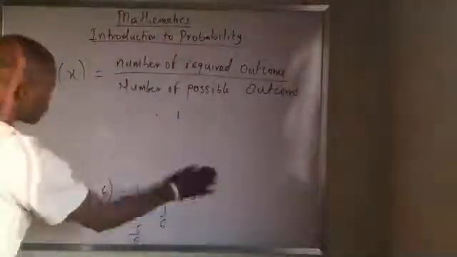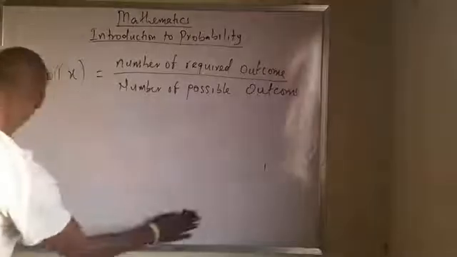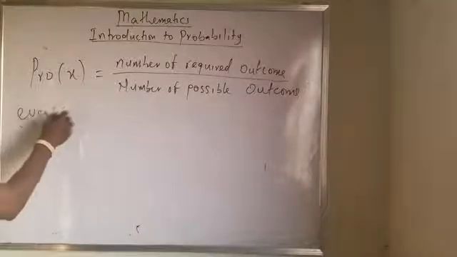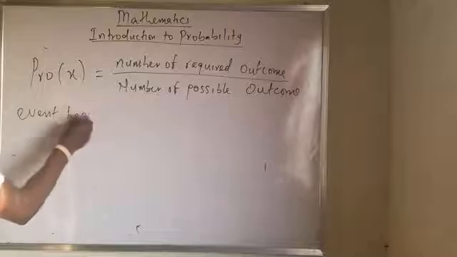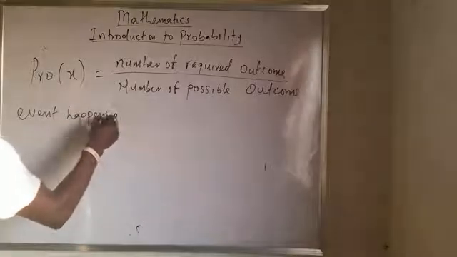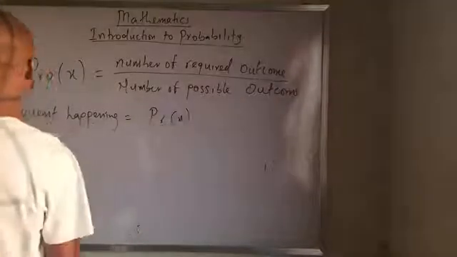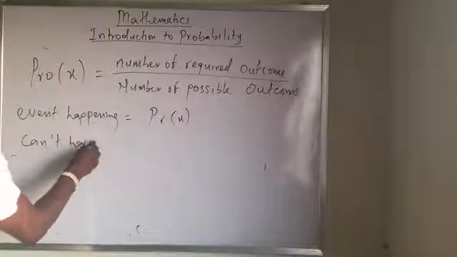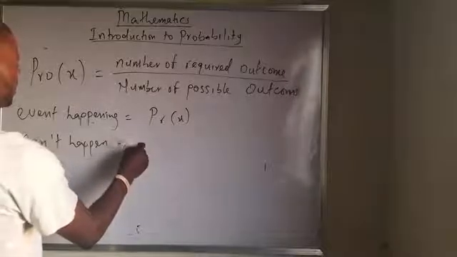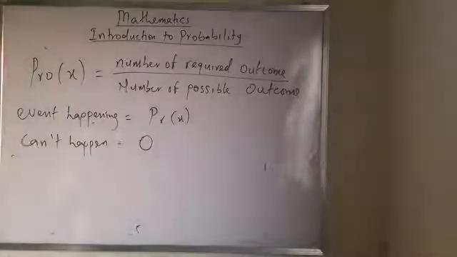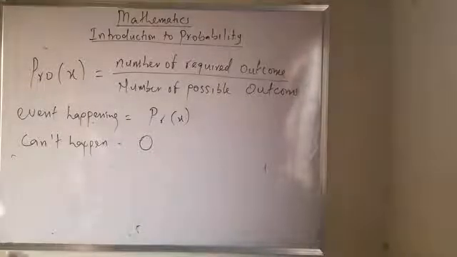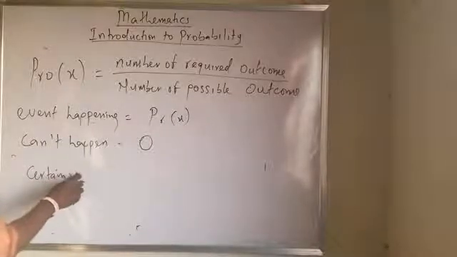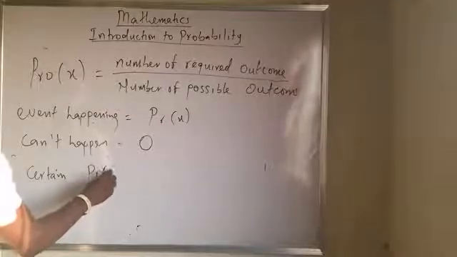And the probability that an event will happen, let me quickly explain that. The probability that the event will happen, please don't mind my English, will be equal to probability of x. Now, an event that cannot happen has probability zero. A certain event, which is probability of certainty, is equal to 1.